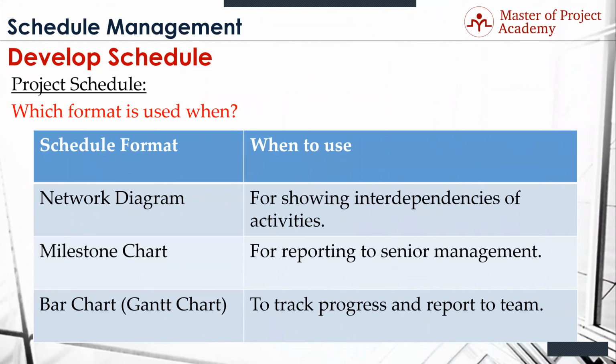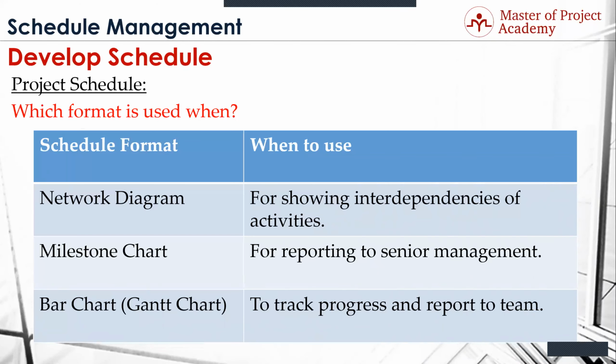If you want to show dependencies and interdependencies, you're going to have a full network diagram. If you want to just report to senior management, milestone chart. If you want to track progress, Gantt chart or bar chart. Same thing. At least they call them the same. Questions?